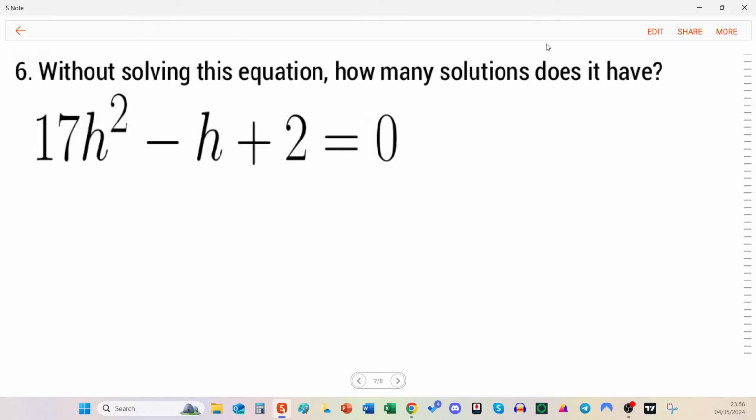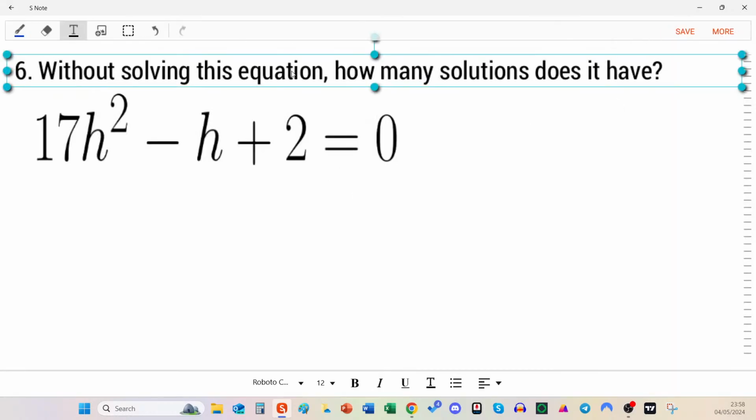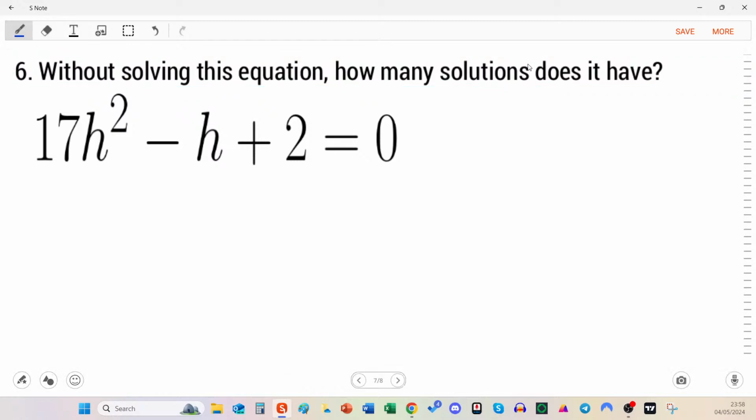Yeah, so question 6. It says without solving. So how do you do that when you want to know how many solutions it has? Well, there's a part of the quadratic formula called the discriminant, and this is discriminant analysis.